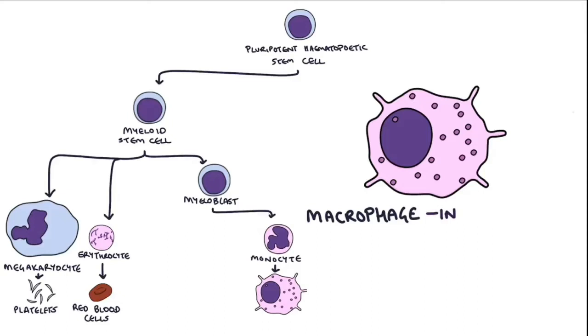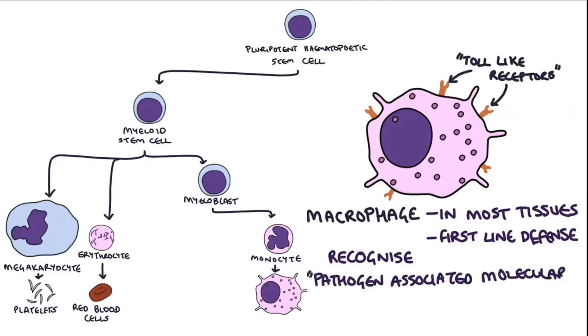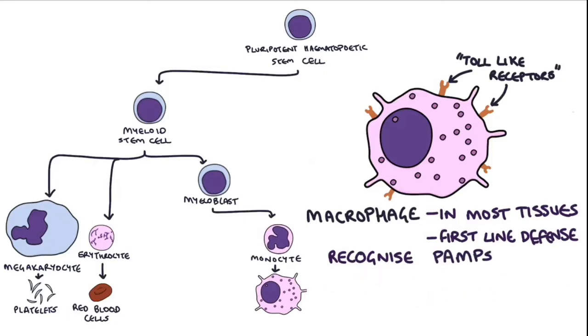Macrophages can be found in most tissues in the body, and they simply wait in those tissues to encounter a pathogen. They're the first line of defense for a pathogen that has penetrated through the barrier defenses of the body. Now they have receptors called toll-like receptors, and these are essential in recognizing molecules that are unique to pathogens. And these molecules are known as pathogen-associated molecular patterns, or PAMPs.